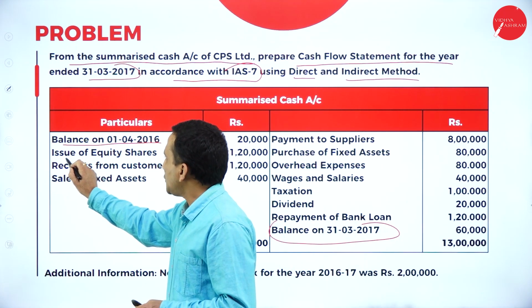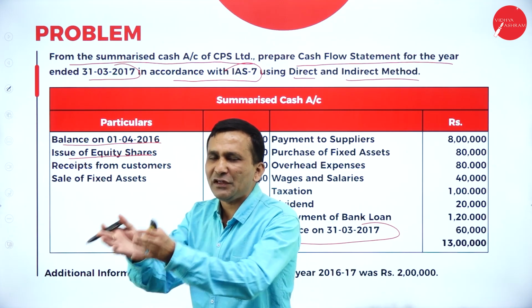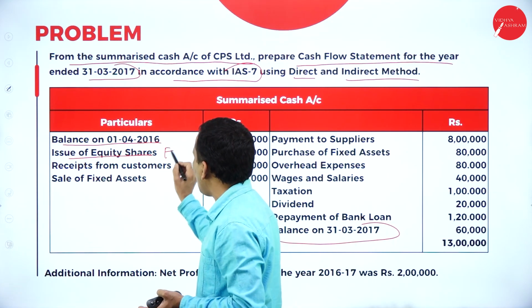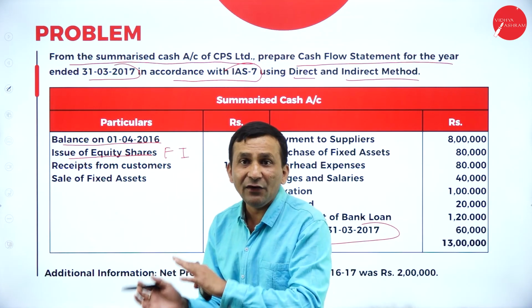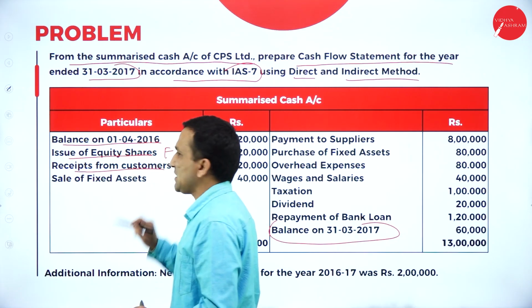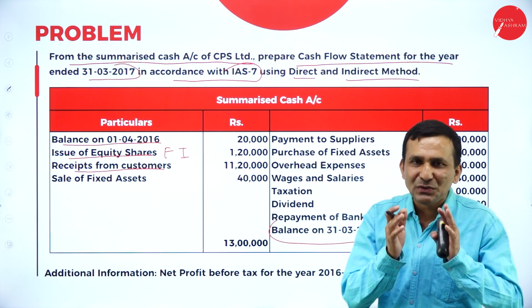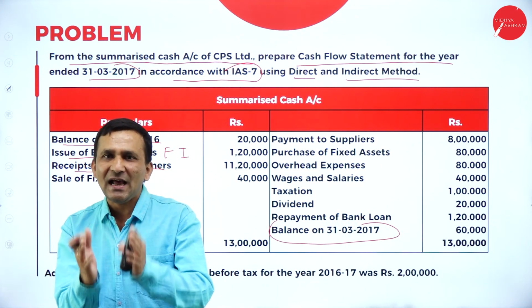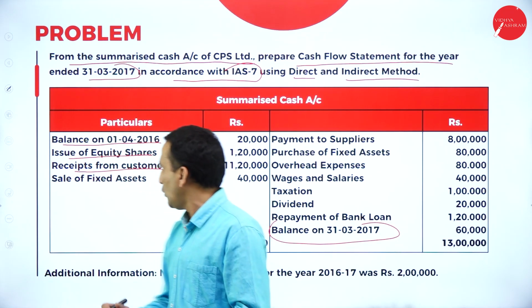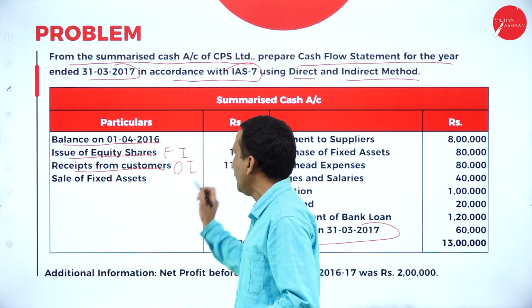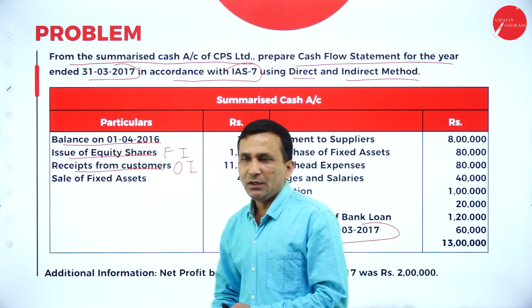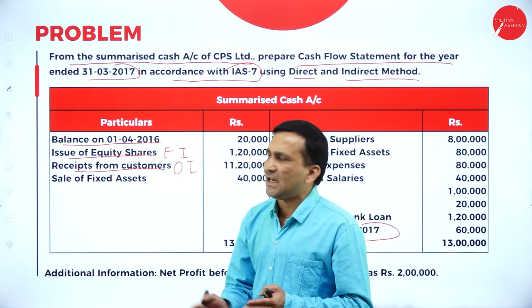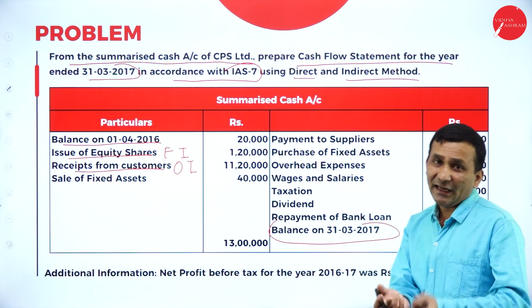The first one, issue of equity shares. At the time of issuing equity shares, you are receiving cash, which is called a financial activity, so under financial inflow. Receipt from customers: any business sells the product to the customer on cash or credit, which is directly related to operating activity, so it comes under operating inflow. We are receiving cash from the customer. Next, in case of credit sales, the receipt expected from the debtors is also an operating inflow.